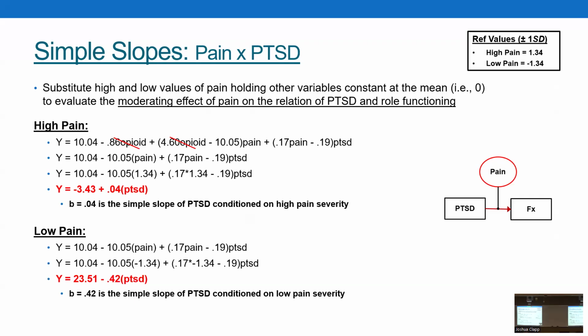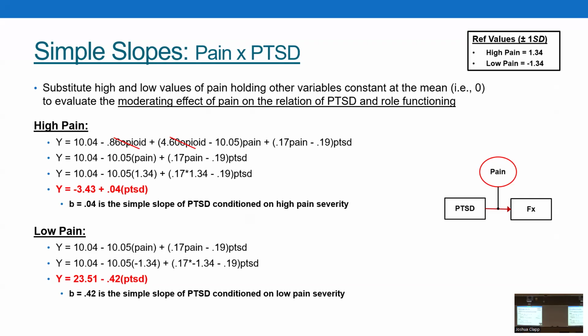I understand it once we break it up into this one moderation, like the interaction between PTSD and pain. I think what I'm confused about is how on the last slide, that really big equation had 2 moderations in it. Yeah.